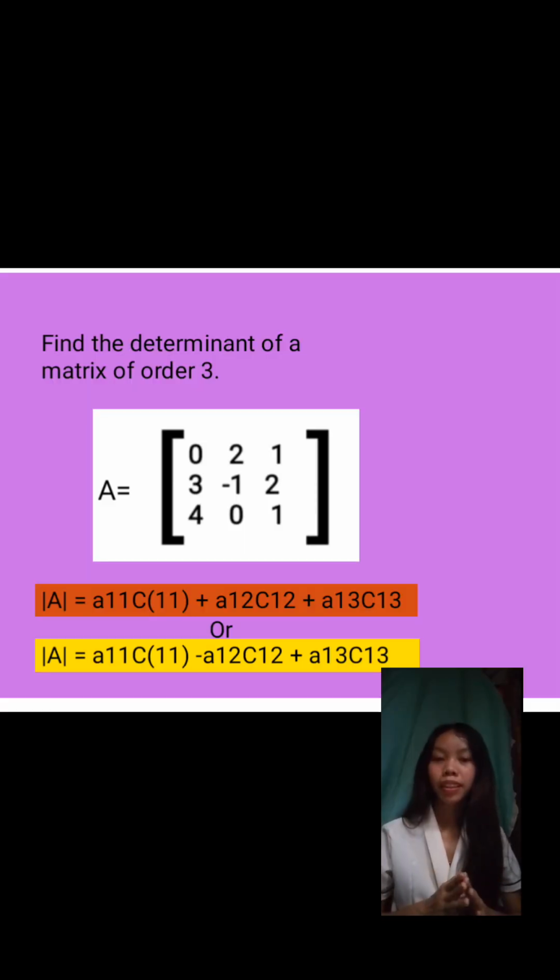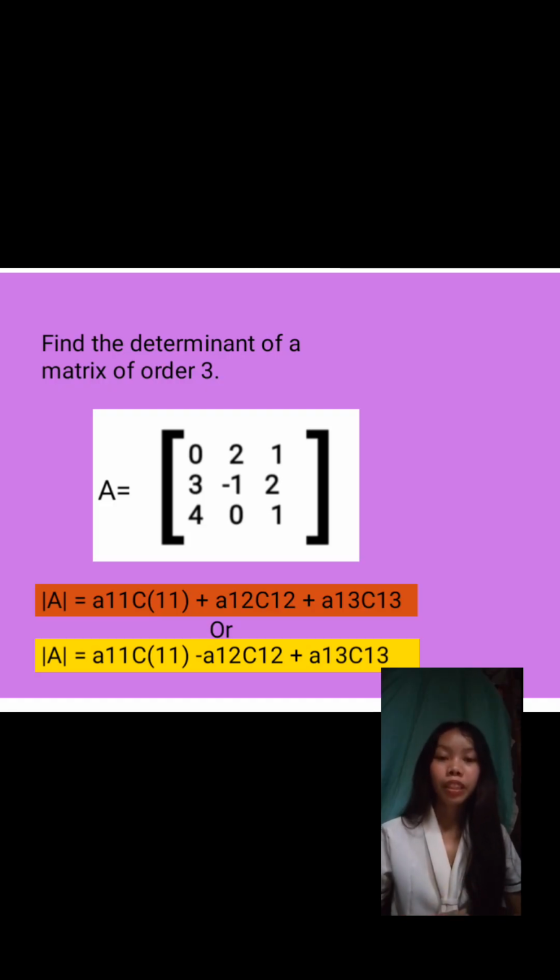So here, let's define the determinant of this matrix A: 0, 2, 1, 3, -1, 2, 4, 0, 1. We have the two vertical bars surrounding the name of our matrix, and it is equal to A11 C11, minus A12 C12, plus A13 C13. And that would be our formula in finding the determinant of a matrix of order 3.